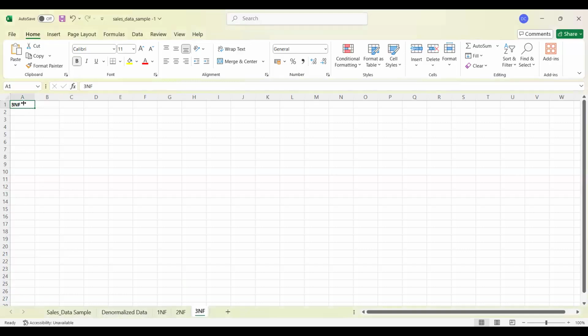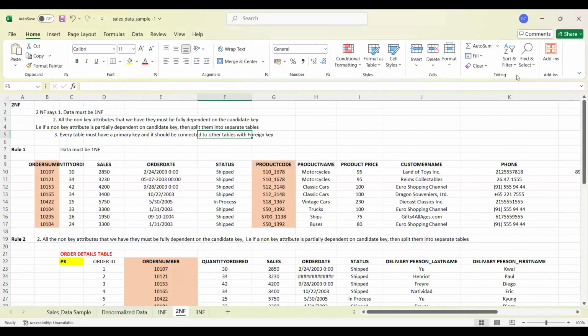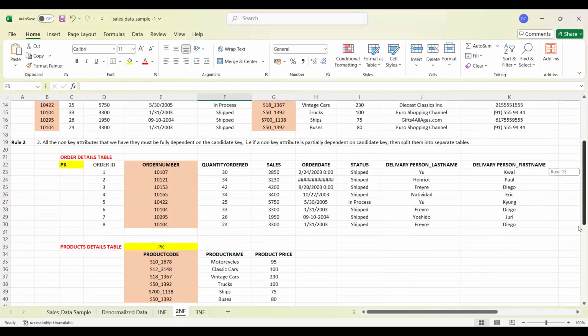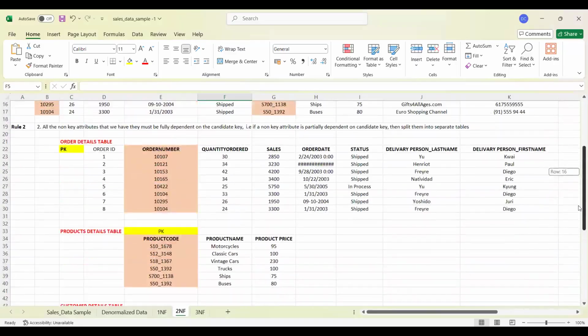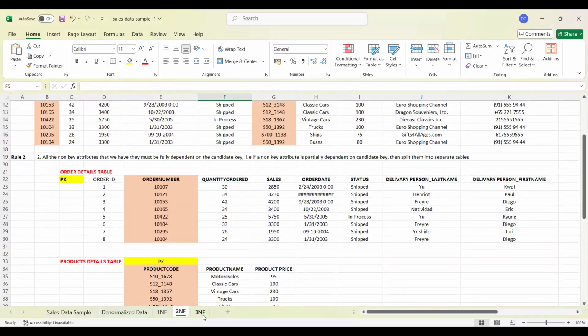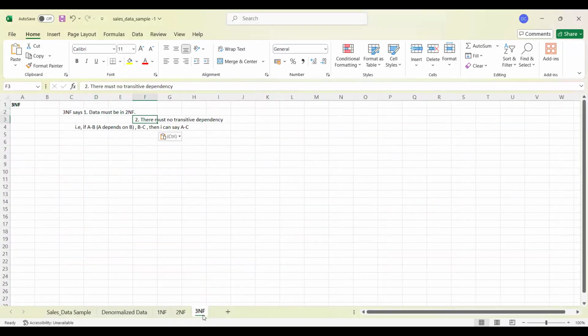So let's see 3NF. In 3NF we basically have two rules. The first rule is that the data must be in 2NF. As usual, we perform 3NF on this data only. This is a common rule for every normal form. The second rule is that there must be no transitive dependency.